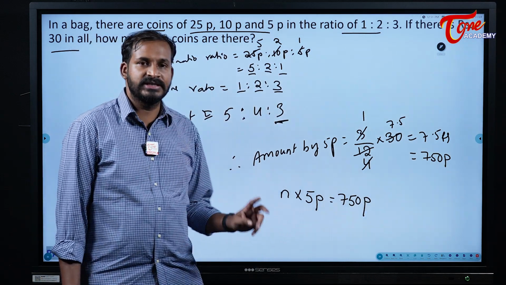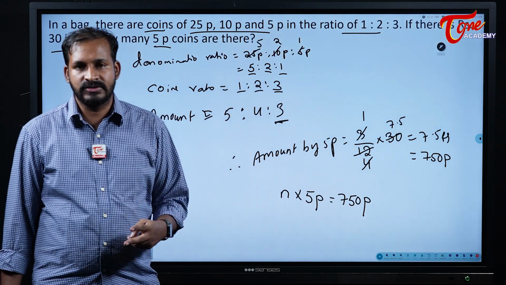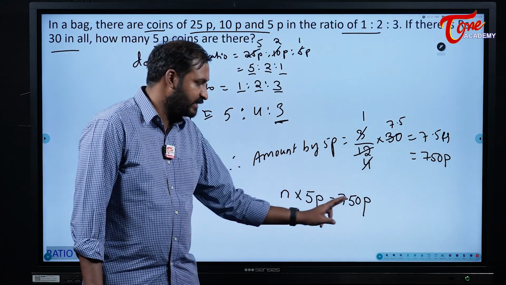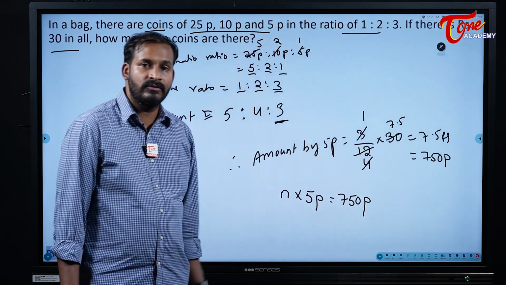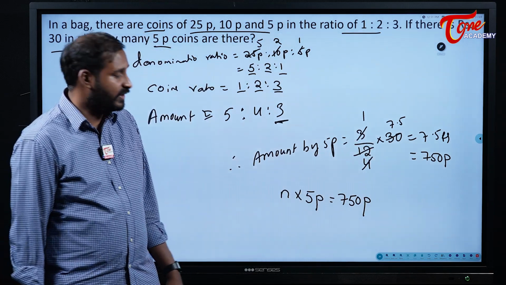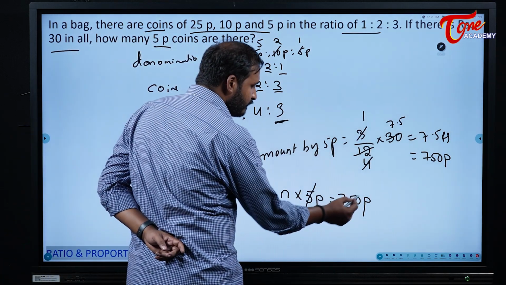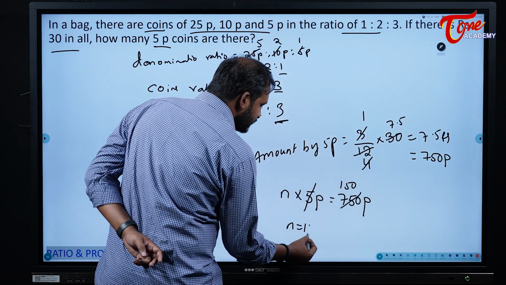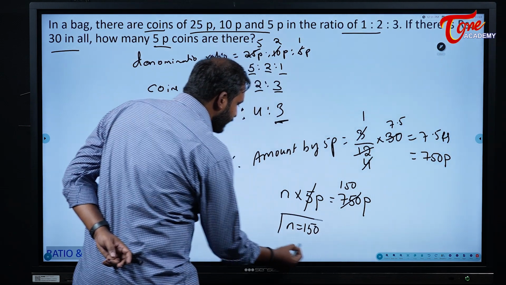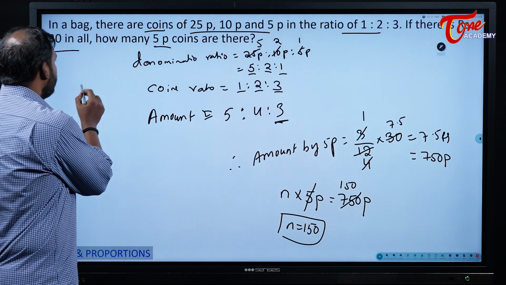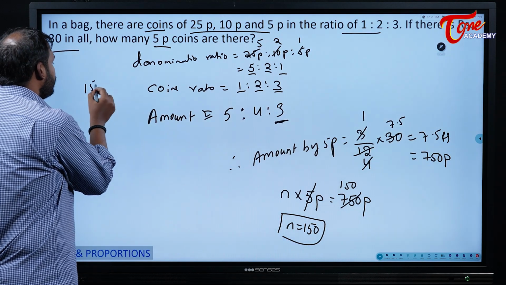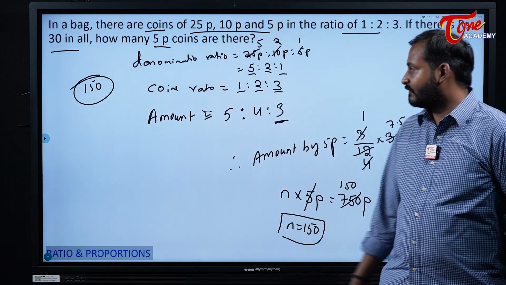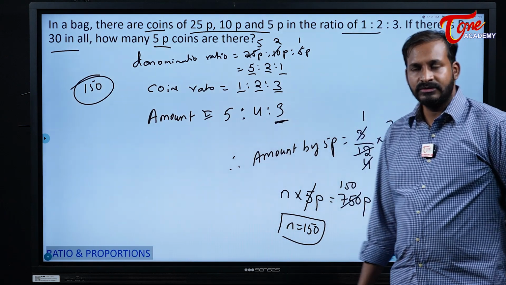For example, if you have 2 10 rupees notes, you will say 2 into 10, 20 rupees. Similarly, I have n 5 pice coins, which is equal to my total amount from 5 pice coins, which is 750 pice. So now 5 ones are 5, 5 threes are 15. So how many 5 pice coins will I have in total? 150 5 pice coins. Understood? Next one.